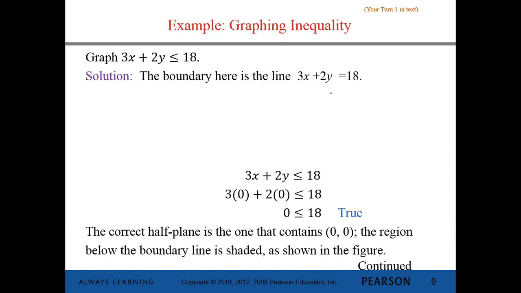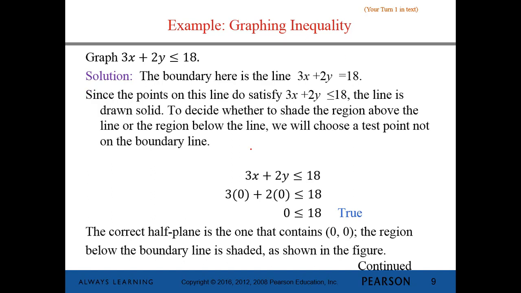It's going to be negative 3/2 plus 9. Okay, so then you can graph the thing easily on the graph. Now, since the points on this line do satisfy this equation, you're going to have a solid line because of the equals, right? So we're going to have a solid line that represents the borderline. And then to decide whether to shade the region above or below, you can use a test point.